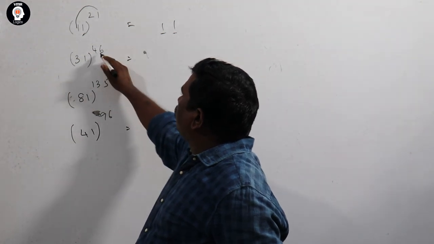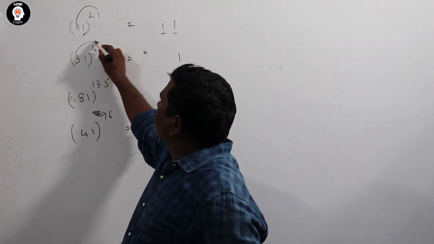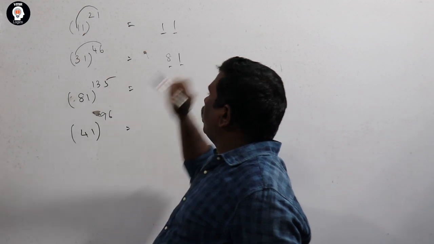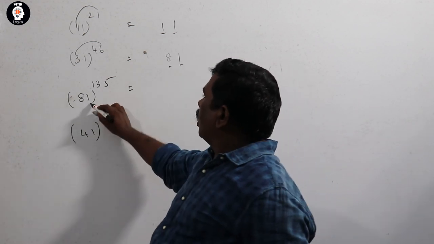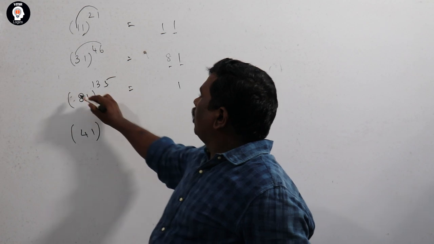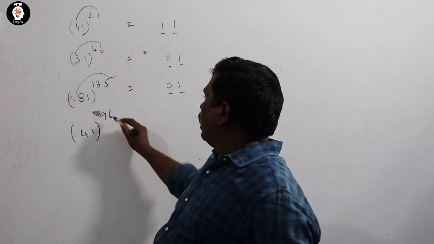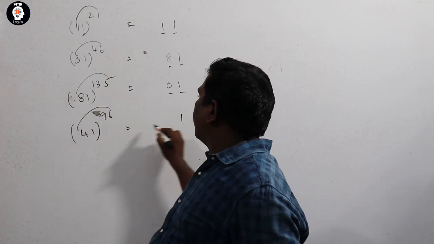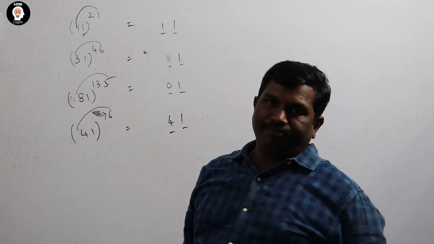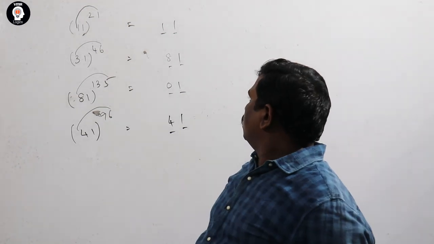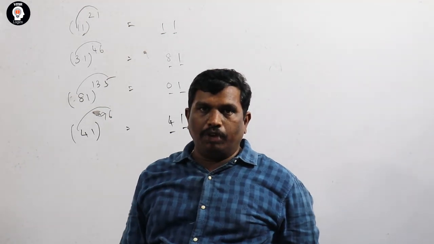1 power anything is 1. 3 sixes are 18, so 81 is the last 2 digits. 1 power anything is 1. 8 fives are 40, so 01. 1 power anything is 1. 4 sixes are 24, so 41. The way of finding last 2 digits, it's a special case, right?